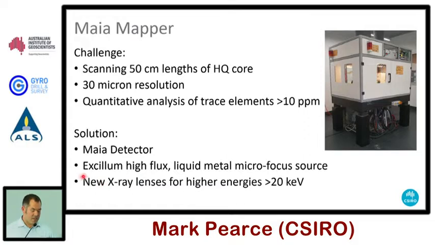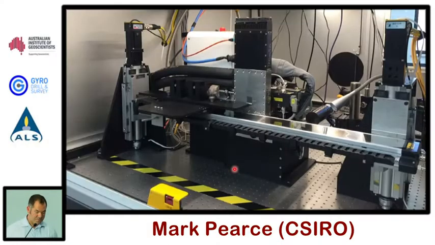It also includes an X-ray high flux liquid metal source, which I'll explain a bit more about in a minute, and uses new X-ray lenses that really allow us to achieve that micro focus. So this is the inside of that white box. There's the Maia detector itself, and behind that is the X-ray source.